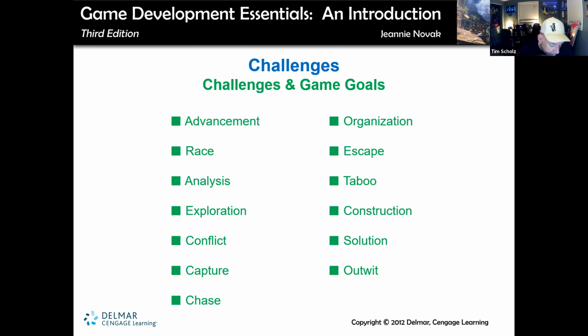Sometimes the challenge within the game simply involves organizing things. This is like your spatial and pattern matching games, like Tetris, which involve having some sort of organization. Escape is where you're rescuing items or players and taking them to safety, saving as many people as you can before time runs out. Sometimes you have simulation type games that involve construction, where you're building, maintaining, and continuing to construct objects. Sometimes the challenge is just finding a solution to a problem and solving it. And lastly, sometimes the concept is just to outwit the person, where you apply your intrinsic or extrinsic knowledge to defeat the other person.